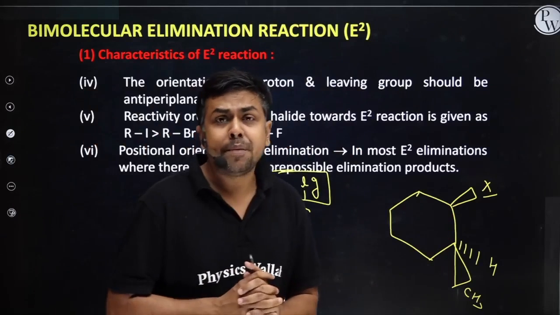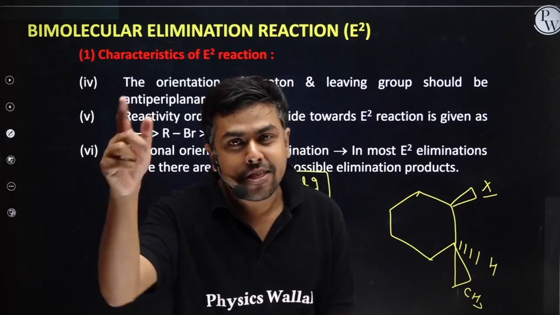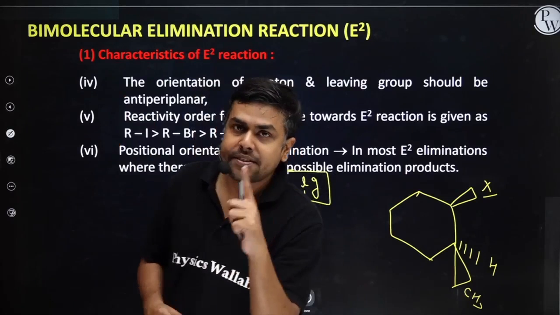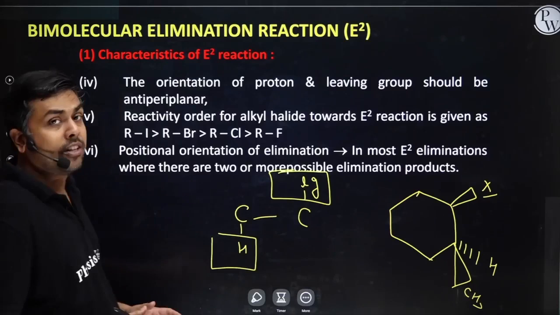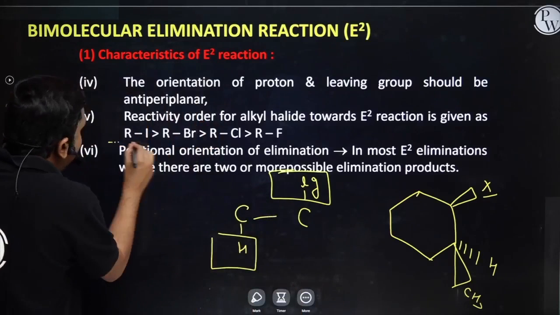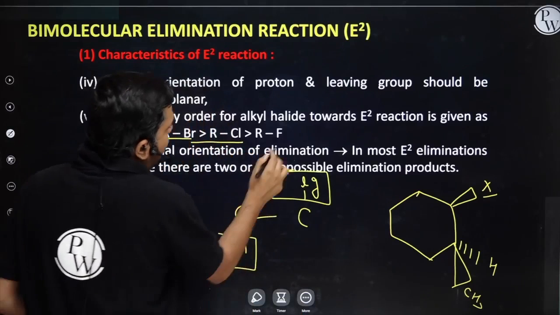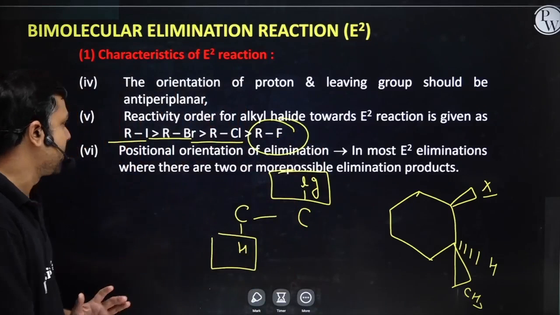Students, at the same time, the rate of E2 reaction will also depend on the nature of leaving group. The better the leaving ability of the leaving group, the faster will be the rate of E2 reaction. Right? So E2 reaction will be observed much faster in case of alkyl iodide, then alkyl bromide, then alkyl chloride, and least in case of alkyl fluoride. Am I clear?